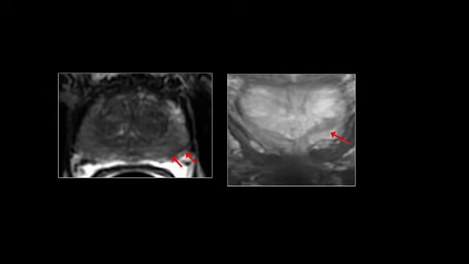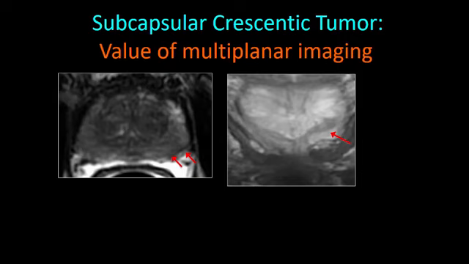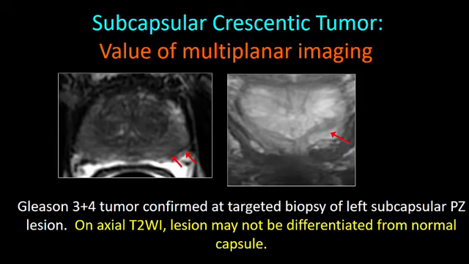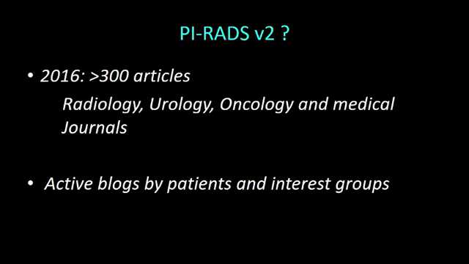Look at them, because you'll find invariably it helps in the transition zone. It also helps in these small subcapsular crescentic tumors. And prostate cancer actually originates in the subcapsular region, so the early cancers are going to be there. Now, early doesn't necessarily mean low grade. In this case, it was a 3+4 tumor, and it's hard to see it on the axial views.